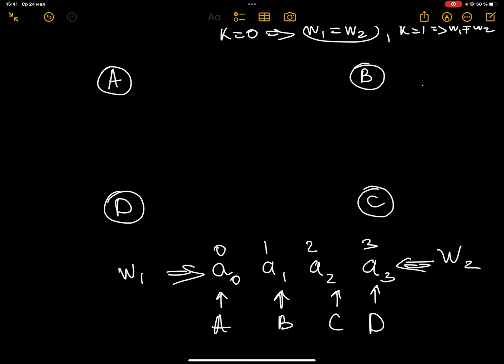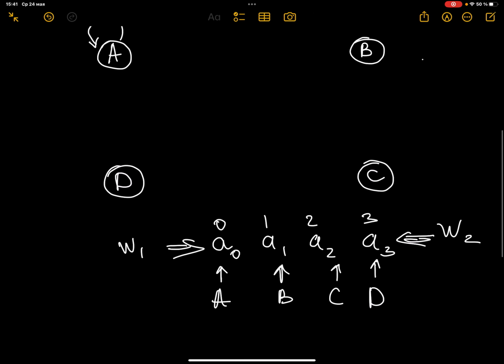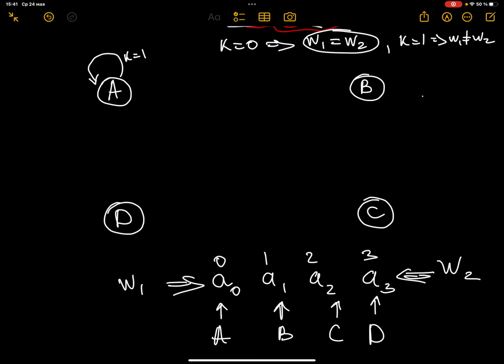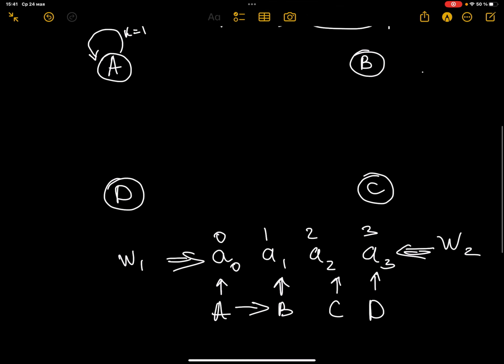What if our k is 1? We're going to go back to ourselves. Why? k is 1 means W1 and W2 are different. We want them to be the same. So only if they are the same, we're going to go to the next state, to B. If not, we're going to come back to the initial case. A is our initial state, because it is responsible for the initial bit.